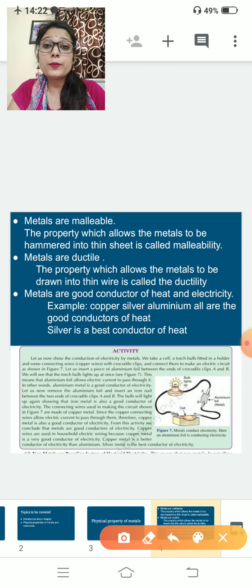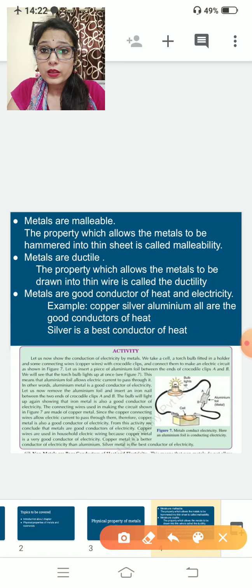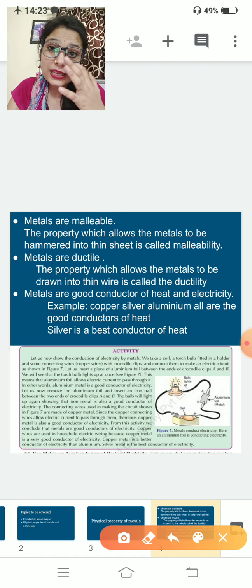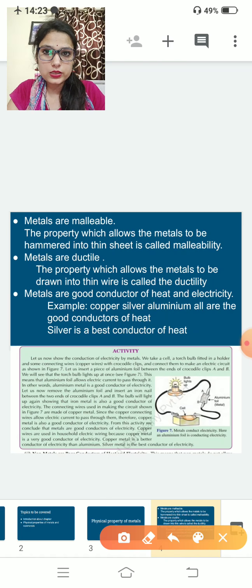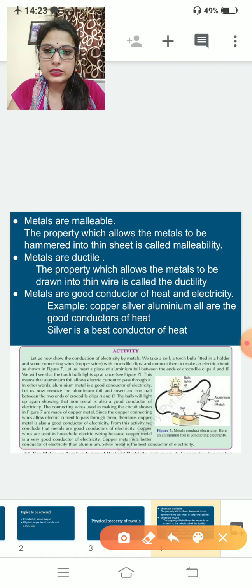An electrical wire is made up of copper. If electricity does not pass through that copper, how will a bulb glow? Clear? So with this you can say that metal is a good conductor of heat and electricity. Example, copper.